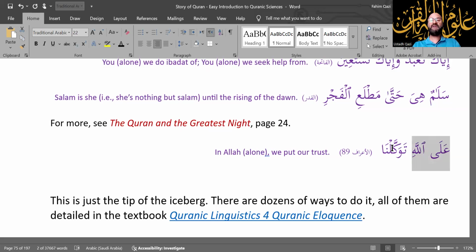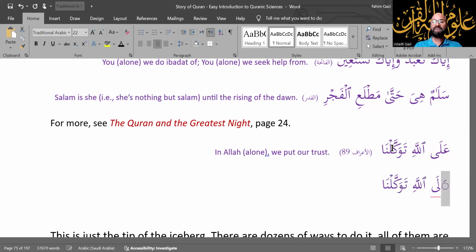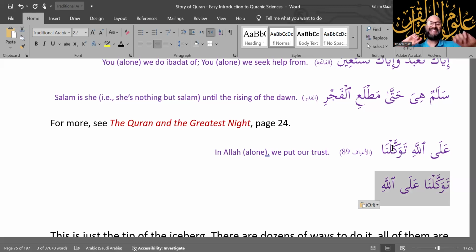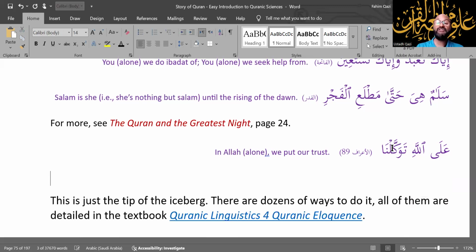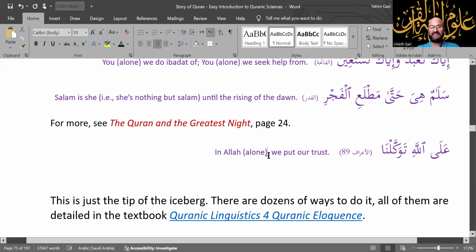Alallahi is a prepositional phrase, harful jar and majrur. And you know that the verb comes first in a verbal sentence. This is a verbal sentence. So the original syntax, the original word order is tawakkalna, we put our trust in Allah. This is the original syntax. Well, what did Allah do? He inverted the sentence. He brought forward the thing that normally comes late, and he delayed the thing that normally comes in the beginning, to create what? To create the rhetorical effect of alone or only.